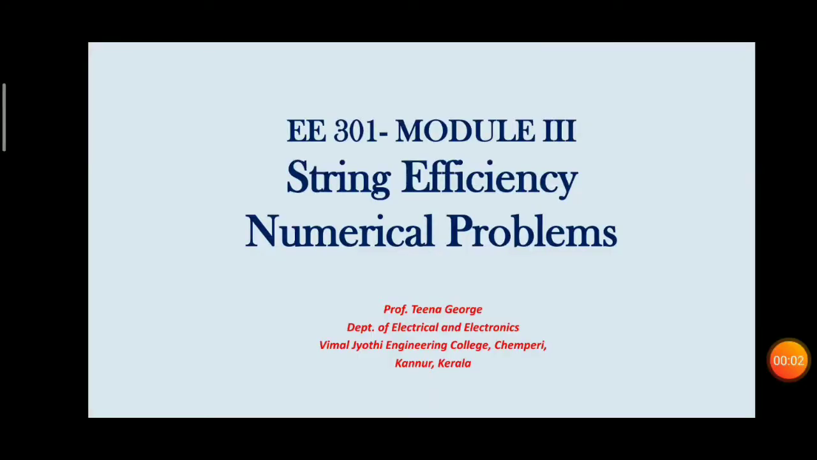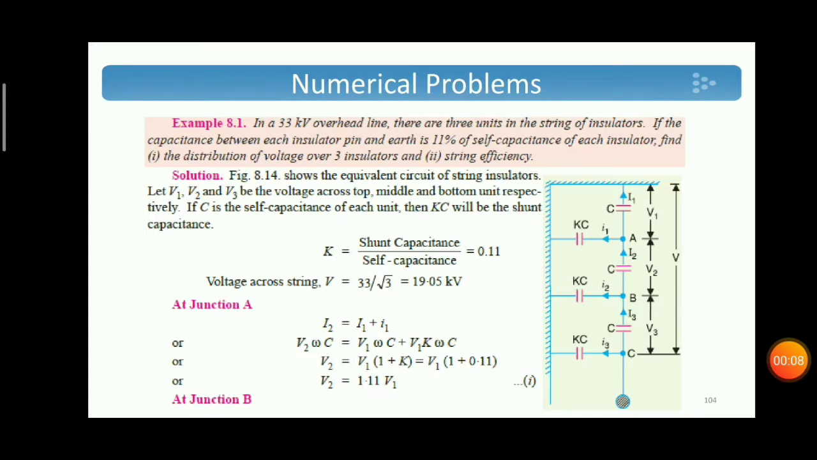Everyone, in this video we can see some numerical problems relating to string efficiency. First question. In a 33 kV overhead line, there are 3 units in the string of insulators. The capacitance between each insulator pin and the earth is 11% of the self-capacitance of each insulator. Find the distribution of voltage over 3 insulators and the string efficiency.